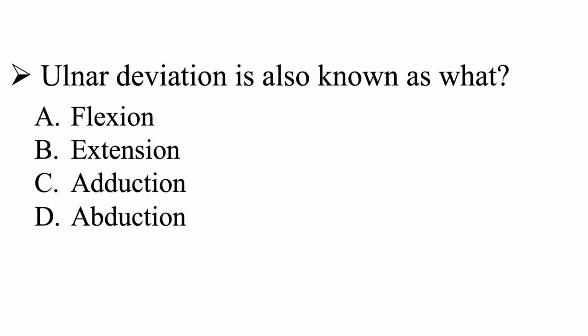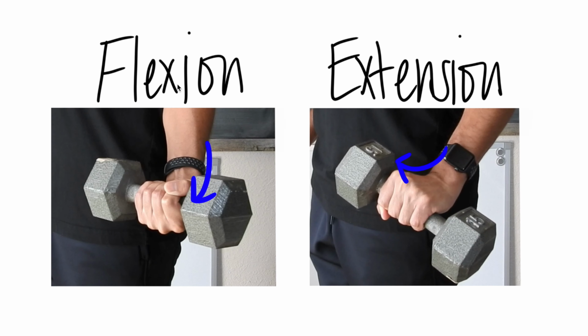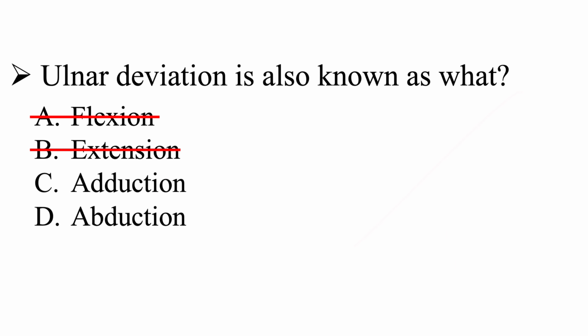So let's look at this question one more time. Ulnar deviation is also known as what? So let's look at flexion and extension. Flexion is this movement here. Extension is this movement here. And what you'll notice is neither one of these are deviating towards my ulna. So this answer is not correct, and this answer is not correct. So we can go ahead and get rid of flexion and extension, leaving us with adduction or abduction. So let's go ahead and take a look at those two movements.